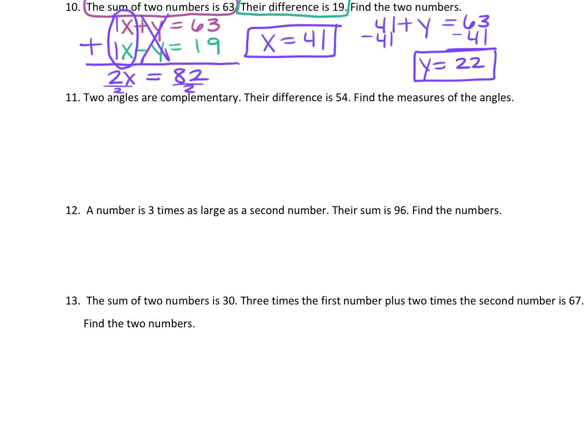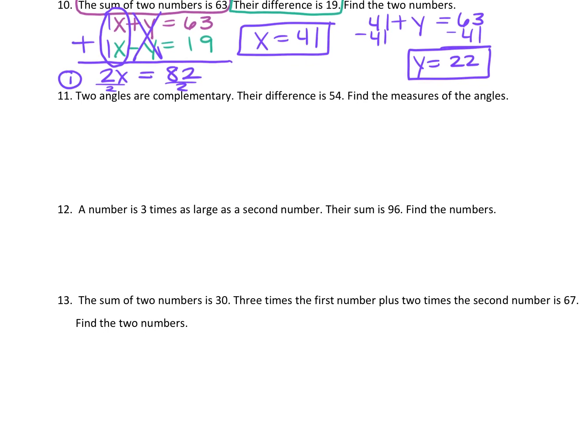Okay, you want to try this one? Give it a go. Two angles are complementary. Their difference is 54, right? So this is one equation. This is another equation. Find the measure of those angles. So try to set up those equations. What are you going to get?